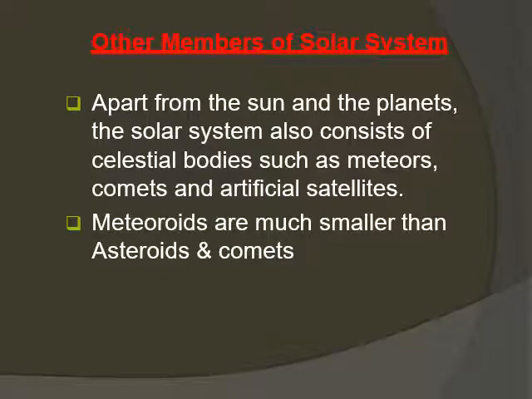Other members of the solar system. Apart from the sun and the planets, the solar system also consists of celestial bodies such as meteors, comets, and artificial satellites. Meteoroids are much smaller than asteroids and comets.